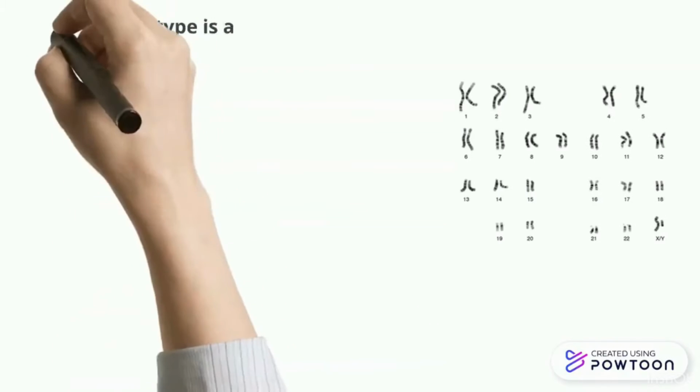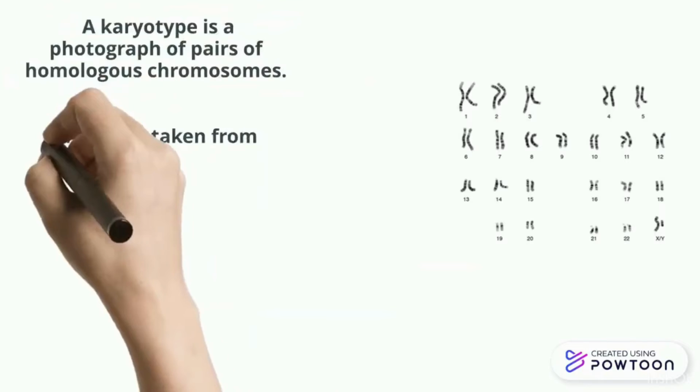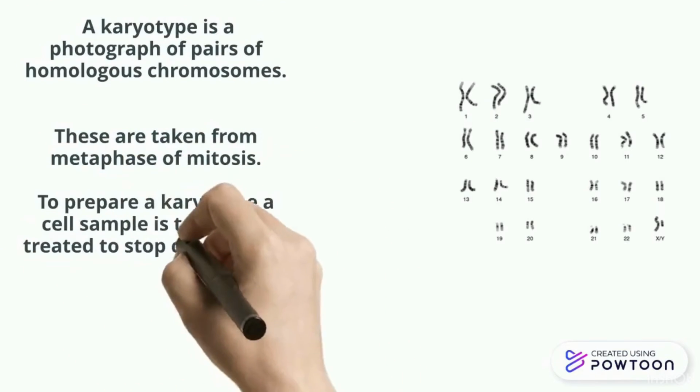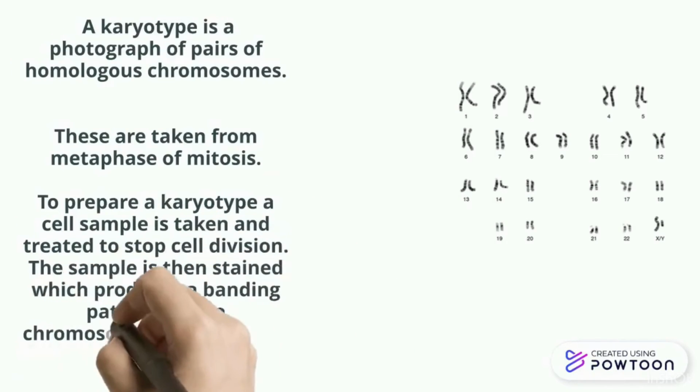A karyotype is a photograph of pairs of homologous chromosomes. To prepare a karyotype, a cell sample is taken and is treated to stop cell division. Then it is stained so you can see each chromosome pair under a microscope. The chromosomes from a karyotype are typically taken from metaphase of mitosis since the chromosomes are condensed and thick.